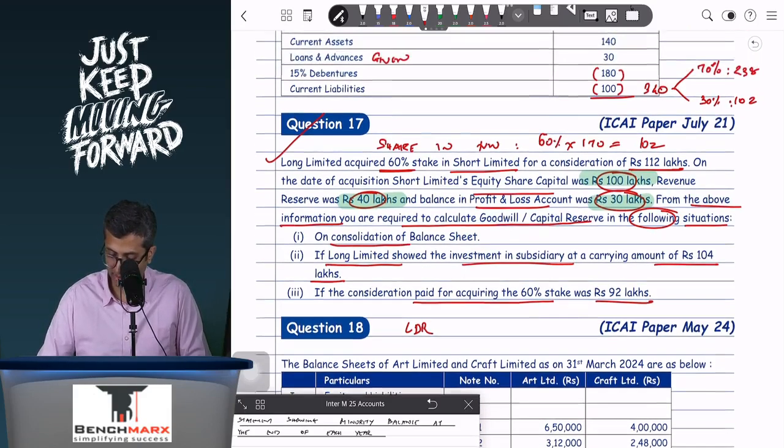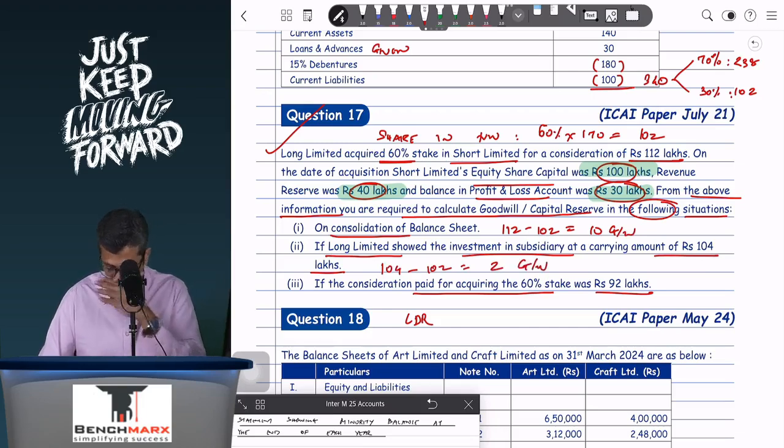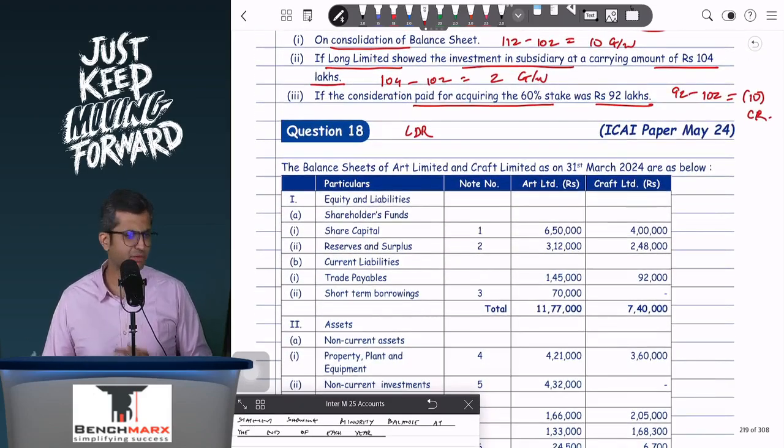170 into 60% comes to, I think, 102. So in all the three possible cases, case number 1 on consolidation, I'll compare 112 with 102. There is a 10 rupee goodwill. Next, if I'm showing at 104 minus 102, there would be a 2 rupees goodwill. And last way, 92 with 102, I'll show a negative 10 capital reserve. Are we clear with this?